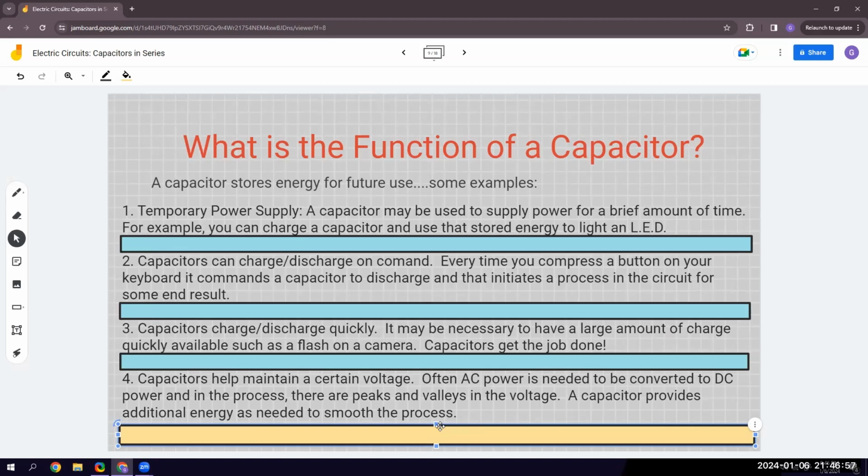Often, AC power is needed to be converted to DC power, and in the process, there's going to be peaks and valleys in the voltage. A capacitor provides additional energy as needed to smooth out the process.